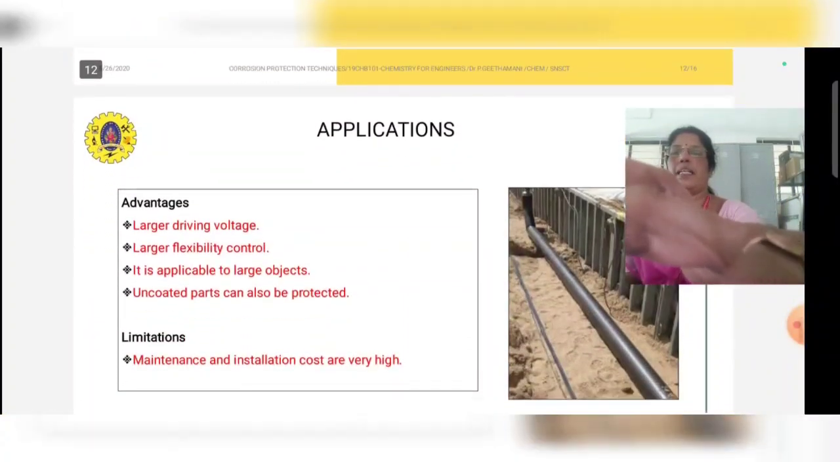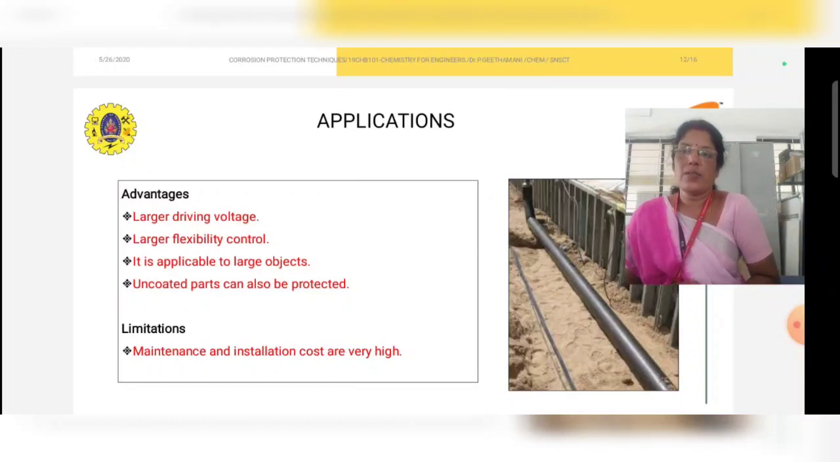Applications: mainly large scale structures and large scale units can use this impressed current technique. But electricity is a must, whereas in sacrificial anodic protection it is not necessary to provide electricity. Here a large driving voltage is a must, with greater flexibility of control. It is mainly applicable for large scale projects, and uncoated parts can also be protected. Machine parts and complicated parts can also be protected using this technique. The limitation is that maintenance and installation costs are high compared to sacrificial anodic protection.